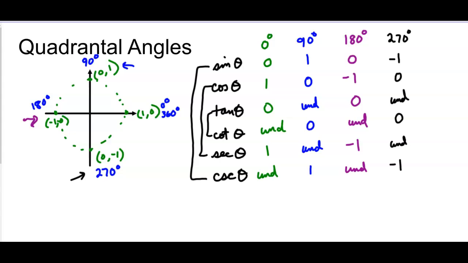And then back all the way around to 360 degrees. But this is just going to be a repeat of what we did at 0 degrees. So we can just recopy it: 0, 1, 0, undefined, 1, and undefined. And so, like I said, sometimes I'll use 0 degrees, sometimes I'll talk about 360 degrees, but I understand that's the same point on the unit circle. Okay, same values. Quadrantal angles.